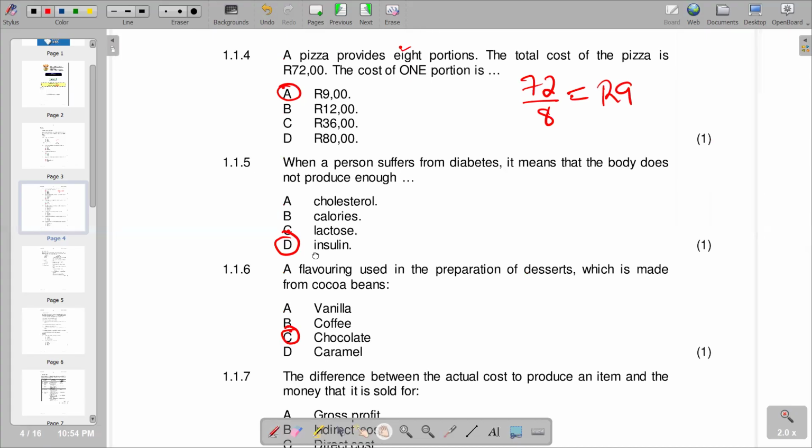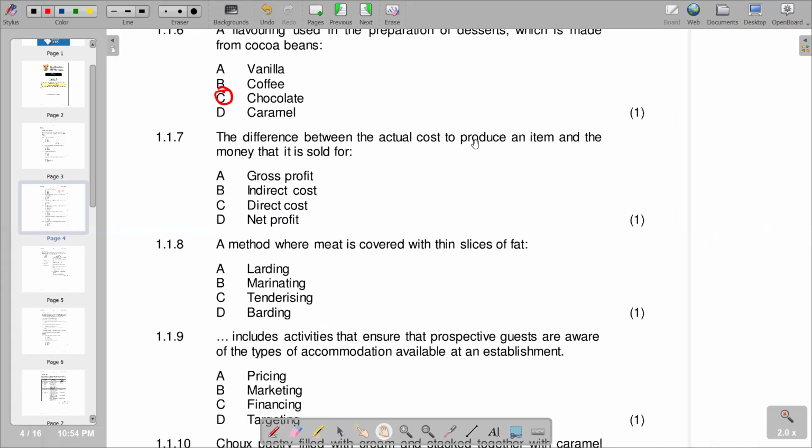Then we move on to question 7. The difference between the actual cost to produce an item and the money that it is sold for. We have different responses, and you see that our correct answer is A. Remember, the question is saying the difference between the actual cost to produce an item and the money that it is sold for. So basically, we are saying selling price minus actual cost, which is going to be our cost price. And then we get your answer as gross profit. So we have gross profit, A.